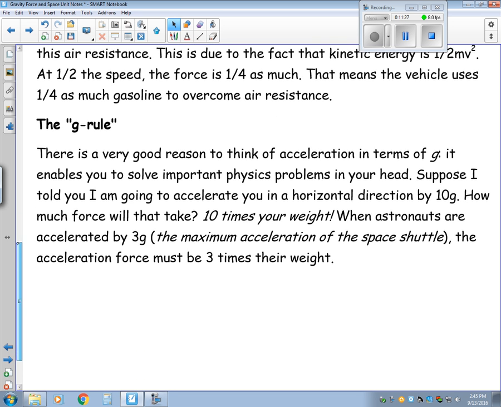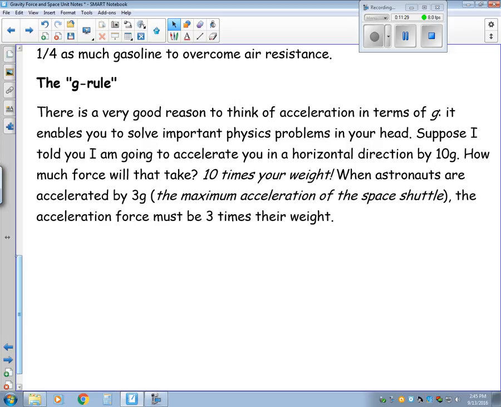All right, going back to that G rule we mentioned earlier, we can think of acceleration in terms of G. And it's going to let us solve physics problems in your head. So suppose I told you I'm going to accelerate you in a horizontal direction by 10g. How much force would that take? Oh, well, it would just be simply 10 times your body weight. So that's what this rule is really good at, making very quick approximations.